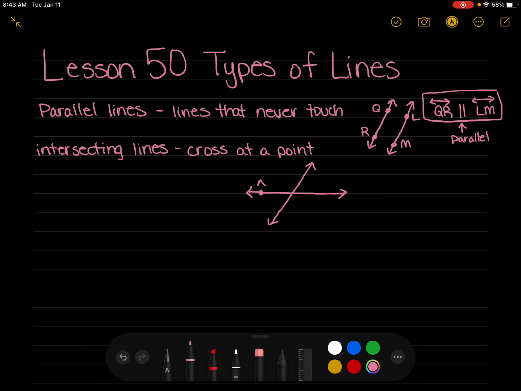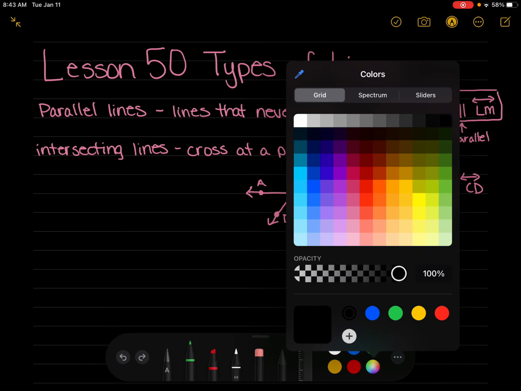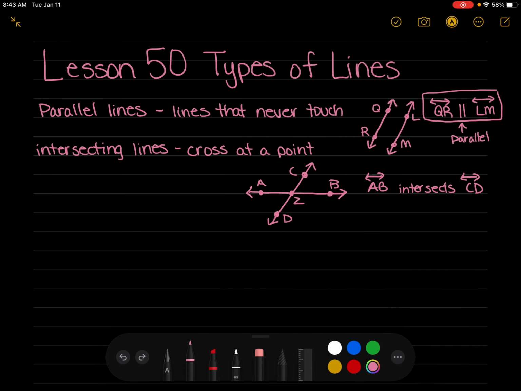Okay, so we're going to call these A and B and C and D, and then we'll call this middle point Z. So when I say these are intersecting lines, I would say line AB. Remember, if you're talking about a line, you have to put those arrows on top of it. Line AB intersects line CD. So look at your thing and say line AB intersects CD. And I would say they intersect at point Z. Z is where they cross, so that's going to be the intersecting point.